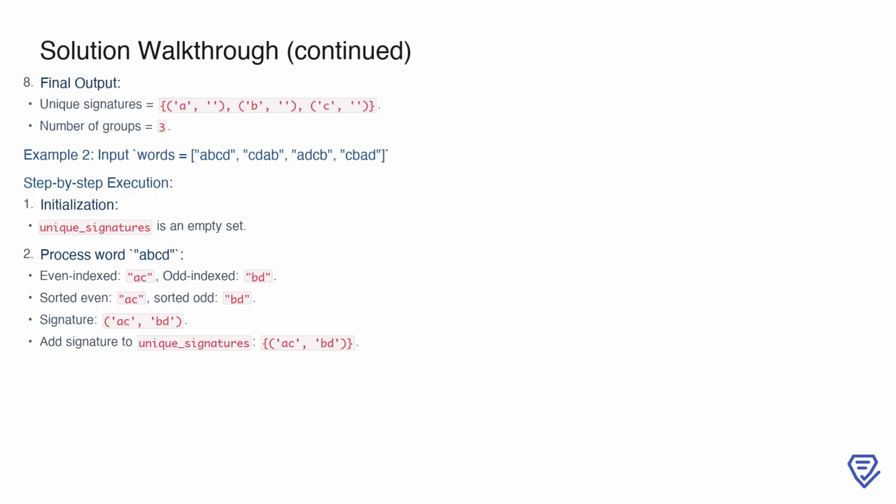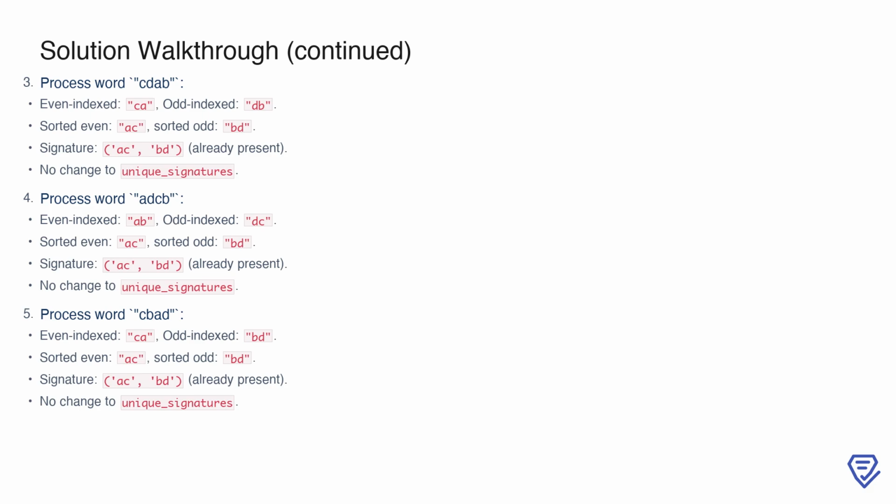Again, we initialize the unique_signatures set as empty. For the first word ABCD, the even-indexed characters are AC, and the odd-indexed characters are BD. Sorting these gives AC for the even part and BD for the odd part, resulting in the signature (AC, BD). This is added to the set, so unique_signatures becomes {(AC, BD)}.